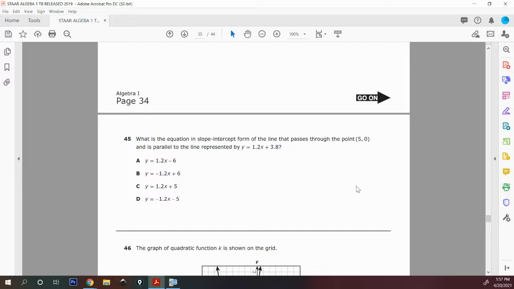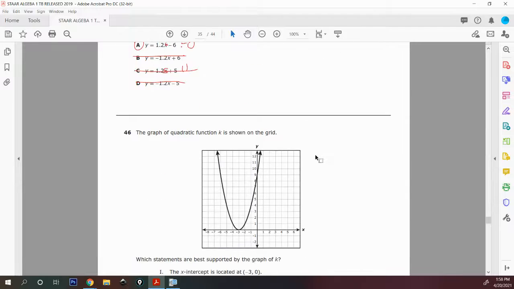What is the equation in slope intercept form? It passes through the point (5, 0) and it's parallel. Okay, if it's parallel, it has to have the same slope, so it has to be 1.2. So B is out, D is out. And if it's going to go through the point (5, 0), I should be able to plug a 5 in for x and get a 0. Well, 1.2 times 5 is 6. 6 minus 6 makes 0, which is what it got. That makes 6. 6 plus 5 makes 11. That doesn't work. So my answer is A. And you could, of course, have done that in a calculator.